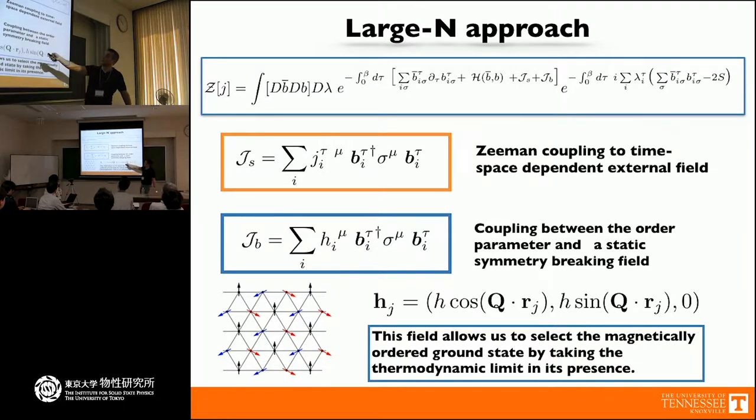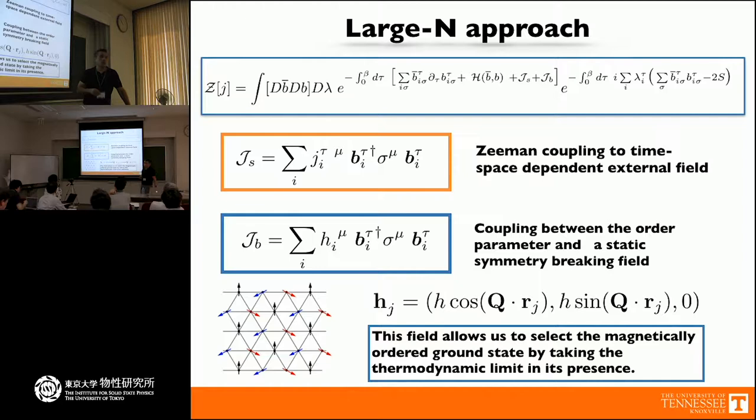And we need to introduce these sources in the path integral formulation because we will need them to compute response functions. We want to compute the susceptibility here, so we need to take a second derivative as a function of these sources in order to compute the susceptibility in these formulas. Another important thing that appears here, which you will see in a moment is very important, is this symmetry breaking field. A symmetry breaking field is simply a field that couples to the 120 degree ordering, so it favors this 120 degree ordering.